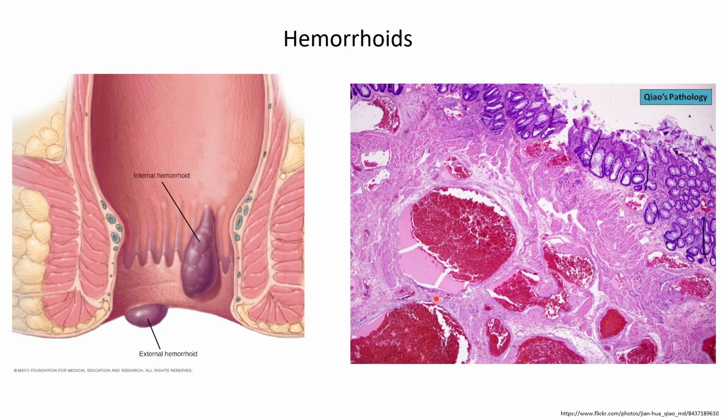This is a microscopic image of hemorrhoids where we can see multiple submucosal, dilated, and congested thick-walled blood vessels.